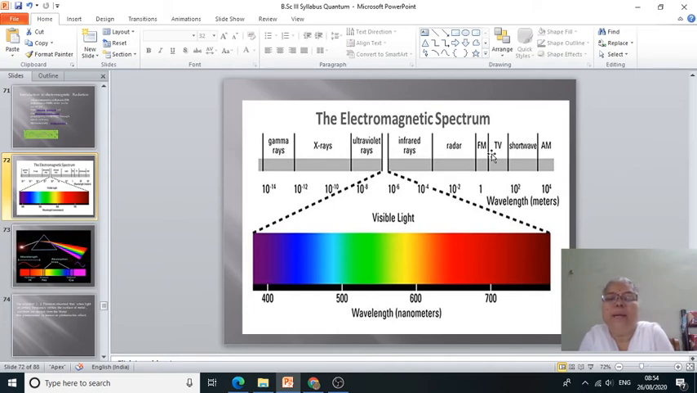And electromagnetic radiation consists of gamma rays, x-rays, ultraviolet rays, UV rays, that means visible light, infrared, radar rays, FM, TV, short waves, and AM waves, etc. And the range of visible light is between 400 nanometer to 700 nanometer.